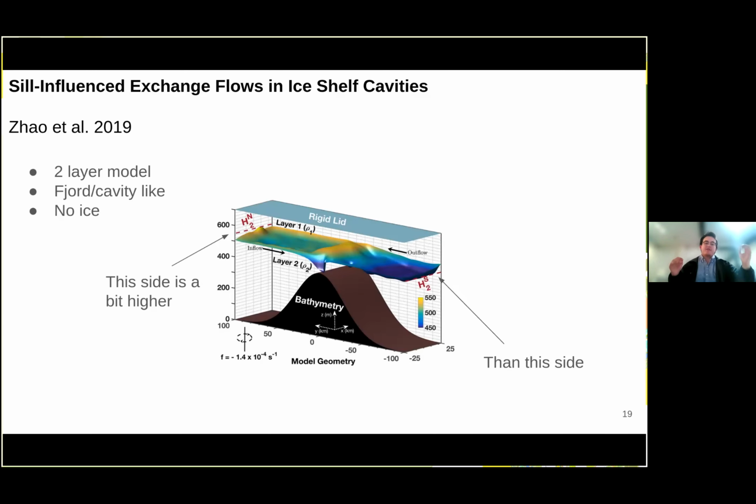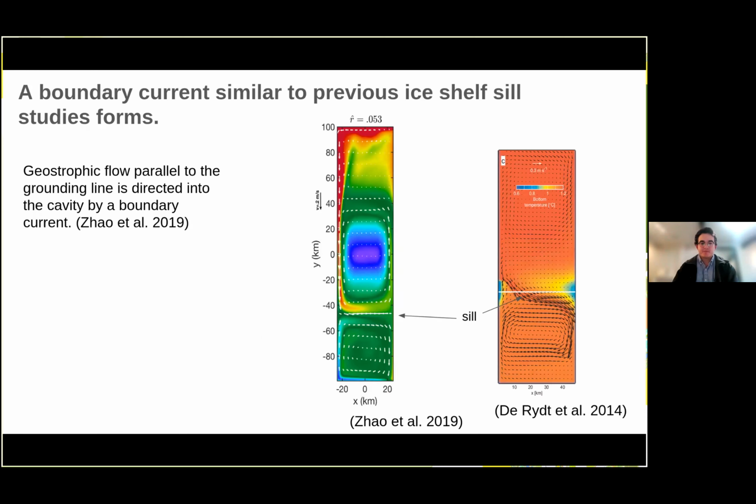that change in interface height from north to south drives a geostrophic current in the along sill direction. So you have this north to south pressure gradient, basically, because of the change in layer interface. And that drives this flow along the sill that then hits the wall and gets directed into the southern part of the cavity, where if it was a fjord or if it was an ice shelf, we would expect there to be ice.